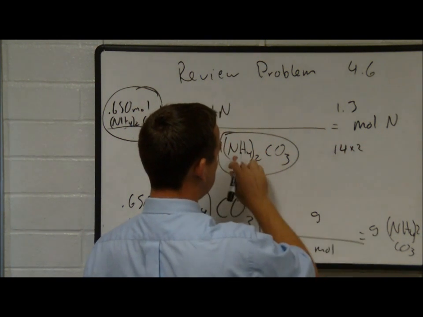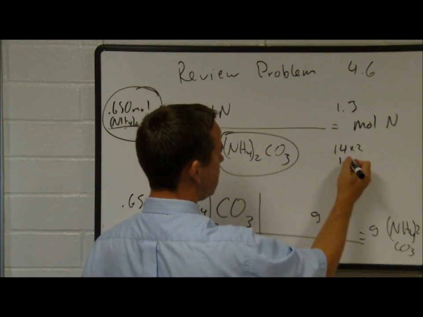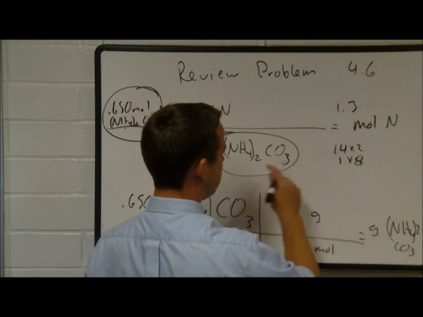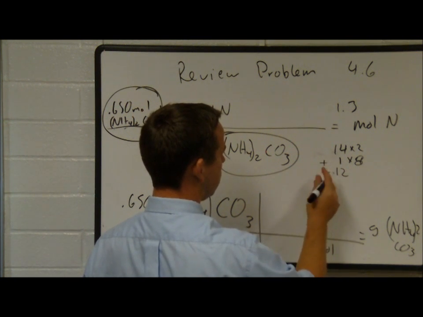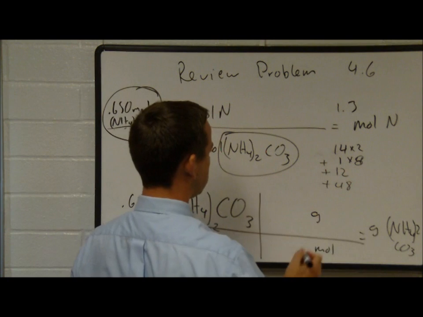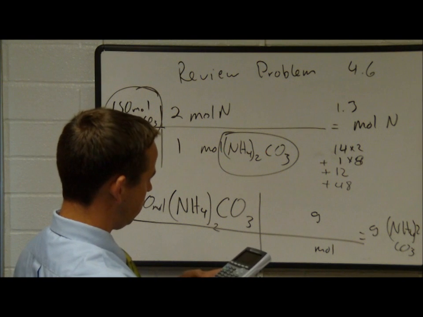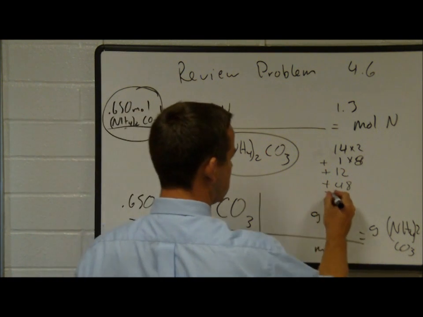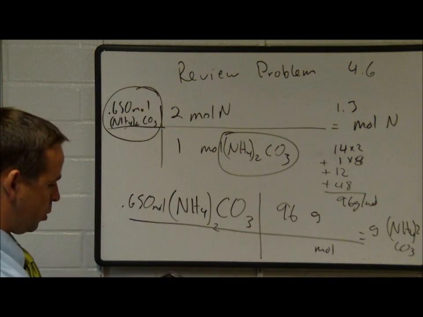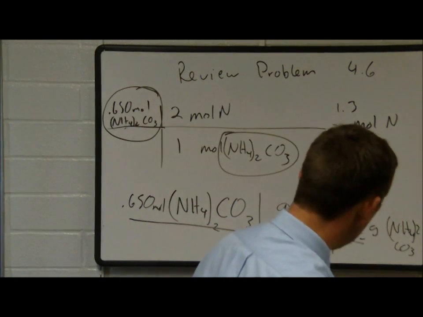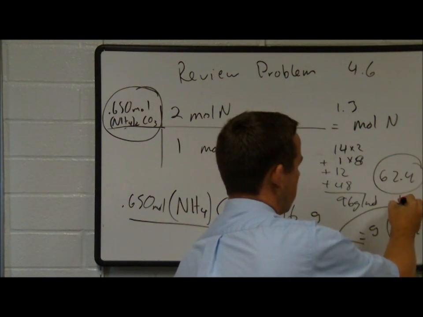14 times 2 for the nitrogen, because there's 2 nitrogen. 1 times 8, 8 for the hydrogen. Plus 12 for the 1 carbon, plus 48 for the 3 oxygens. So we have 28 plus 8 plus 12 plus 48, 96. I was wrong. It's 96 grams per mole. So that's going to be our 96 here. So we take 96 times 0.650, and that's going to be 62.4 grams of ammonium carbonate.